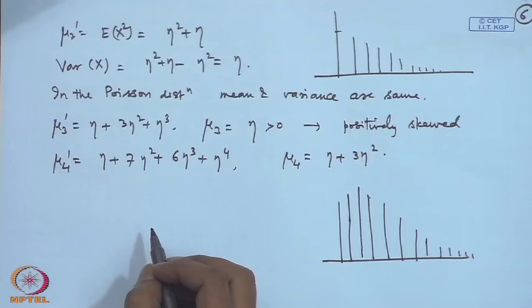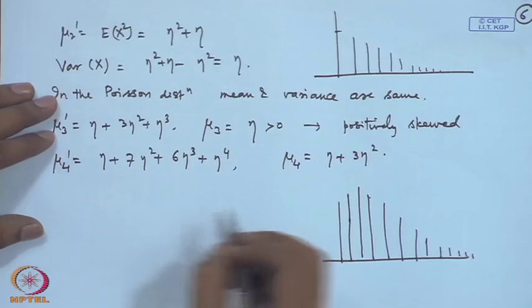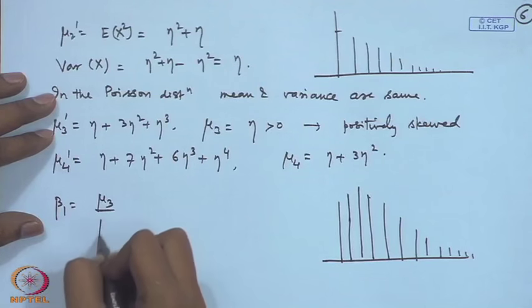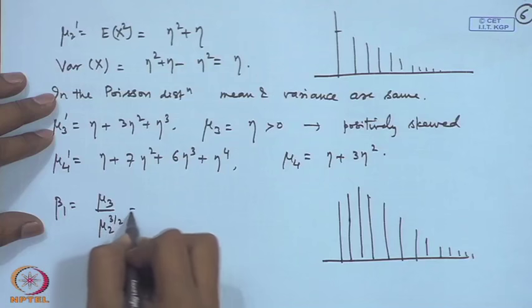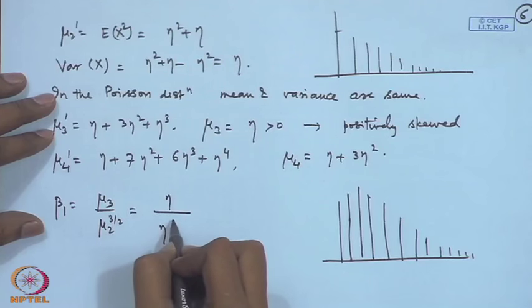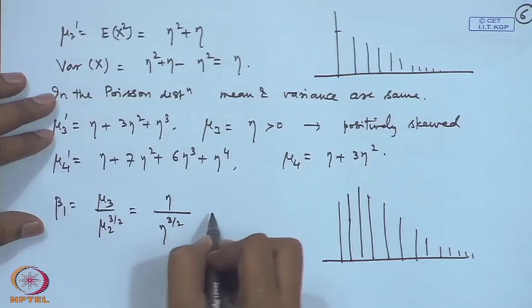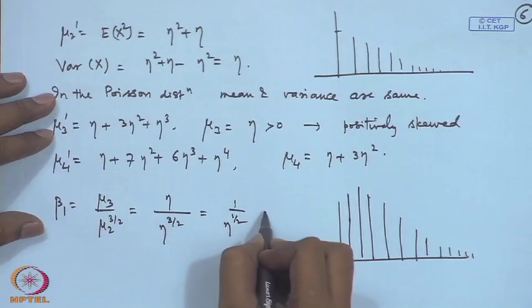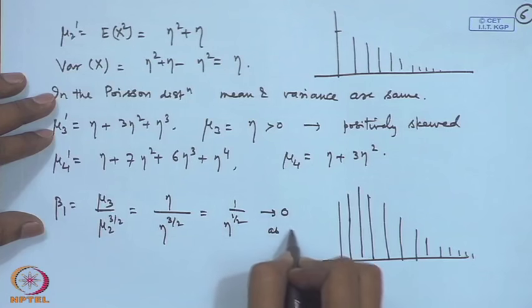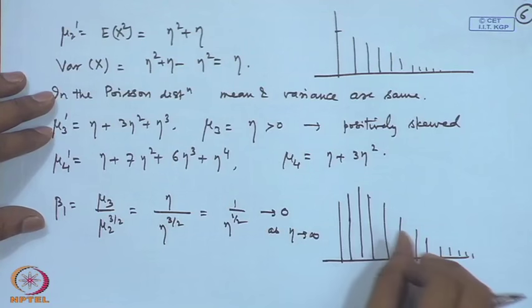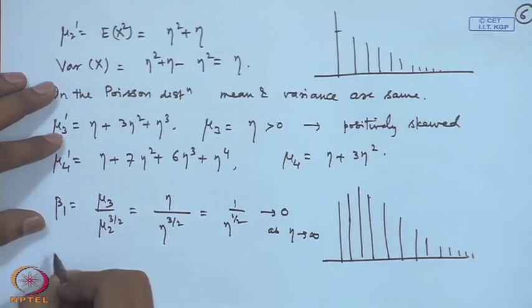So, the distribution is positively skewed. If we consider the beta 1 coefficient, that is equal to mu 3 by mu 2 to the power 3 by 2, then that is equal to eta divided by eta to the power 3 by 2, that is equal to 1 by eta to the power 1 by 2, which goes to 0 as eta tends to infinity. That means, if eta becomes large, the skewness will become less.